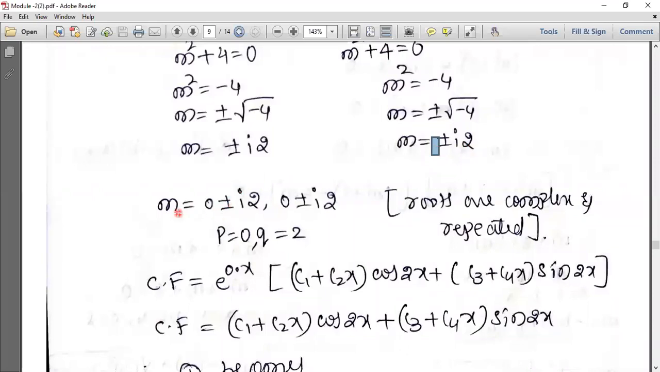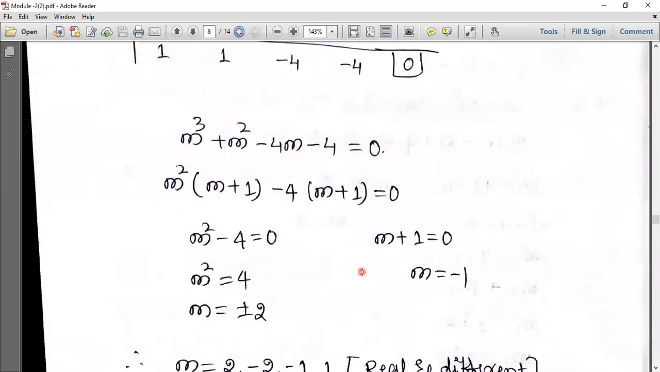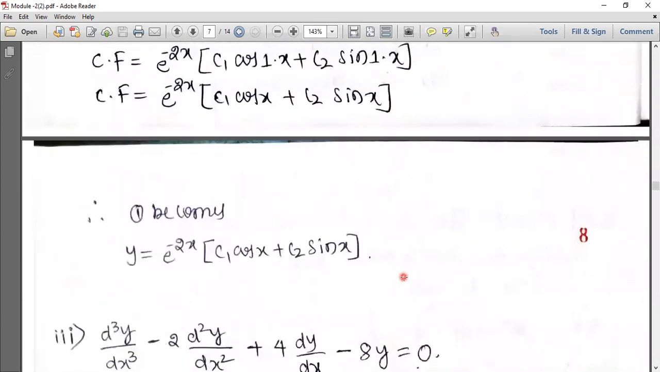So you can see here both the roots are same, but they are complex roots. By the side I have written, roots are complex and repeated. So identify P. P is 0. Identify Q. Q is 0. Whenever roots are complex and repeated, how many times is it repeated? 2 times it is repeated. So in that case, which formula are we using? Just you can see here.